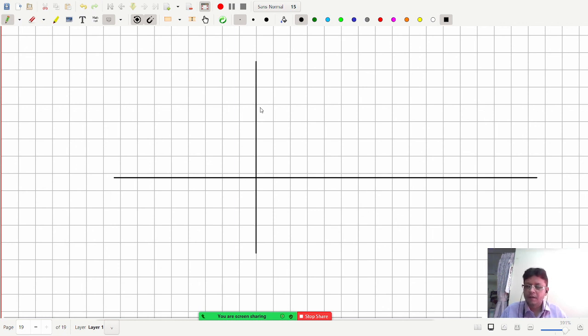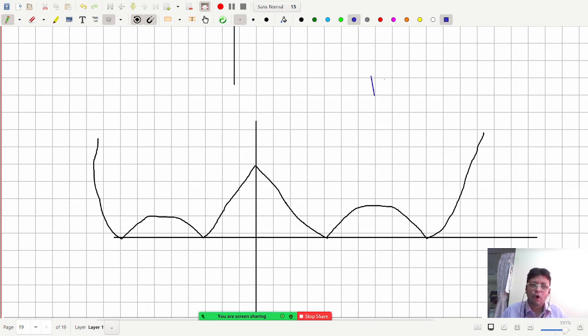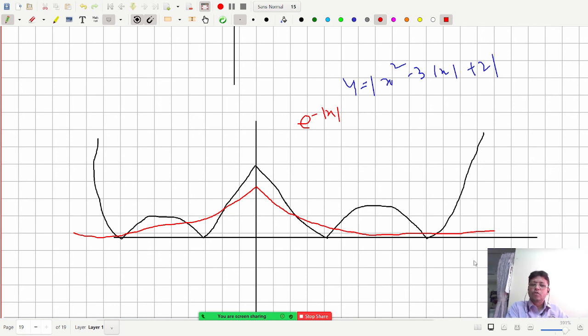Okay, let's draw the parabola. It will be like this. Let me magnify this. Yeah, this is symmetric. That's the parabola. If you take the modulus, you are drawing y equal to mod x squared minus 3 mod x plus 2. Now let me draw the exponential, e to the power minus mod x. On the left, it will be like this. On the right, it will be like this. Okay, so this is your exponential.